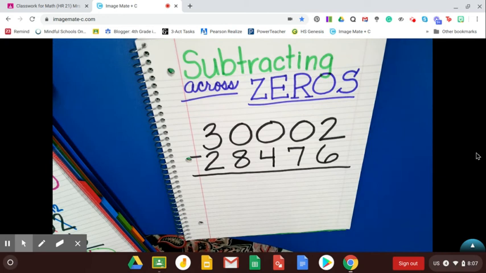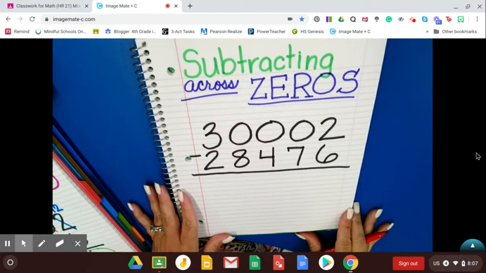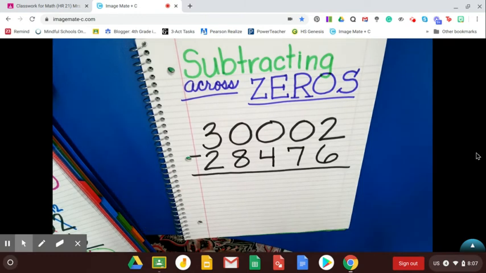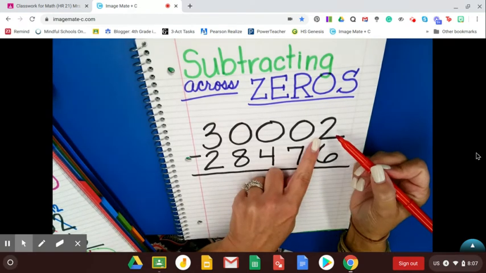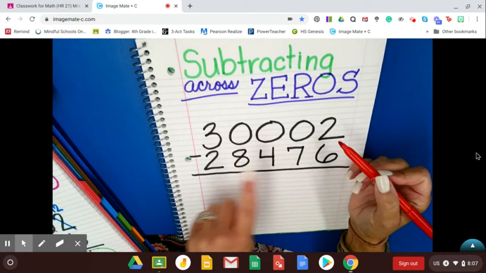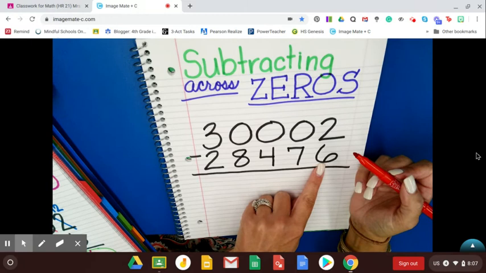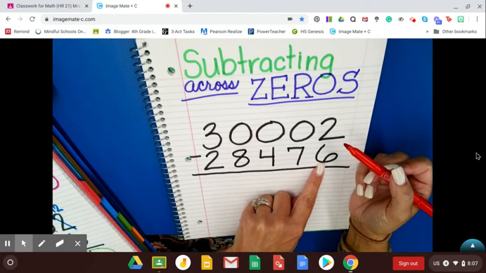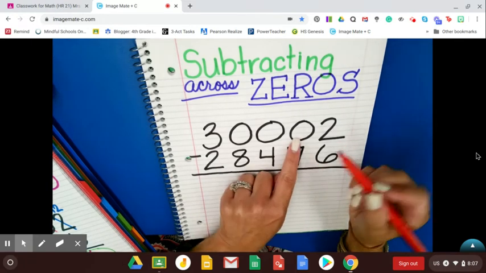One of my students made that up, and I loved it, and it just stuck, and all of my students since have really taken to it. So here's how that goes. We're going to always start in our ones column, just like normal, and we're going to say 2 minus 6. Can we do it? The answer is no, right? We can't do that. So we need to go to our neighbor.